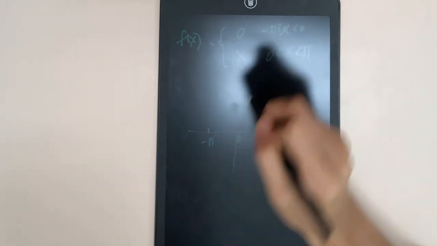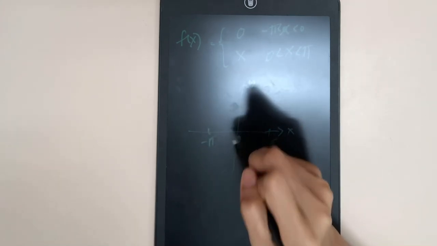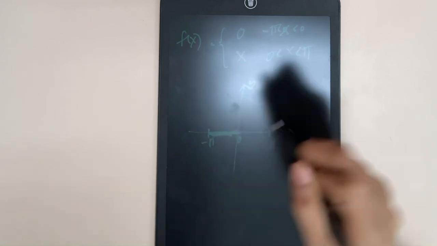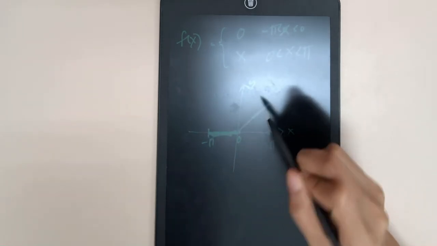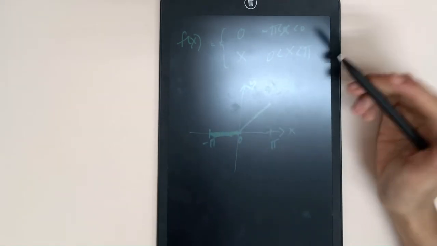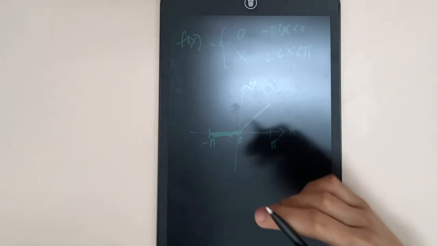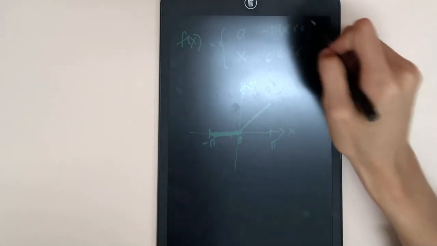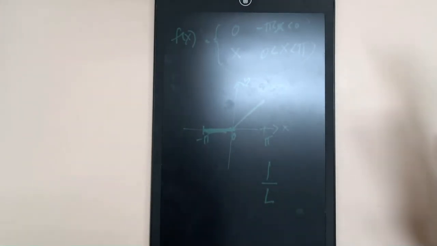So the graph goes from negative pi to 0, and it will be a straight line on 0. Then from 0 until pi it will be this line. This is a nadir, but I just want to highlight that this question has 2 functions. That's why in my calculation I'm using 1 over L.